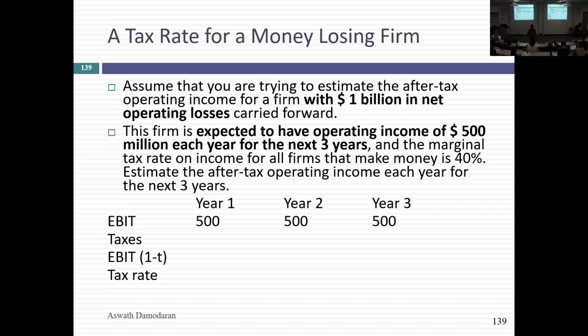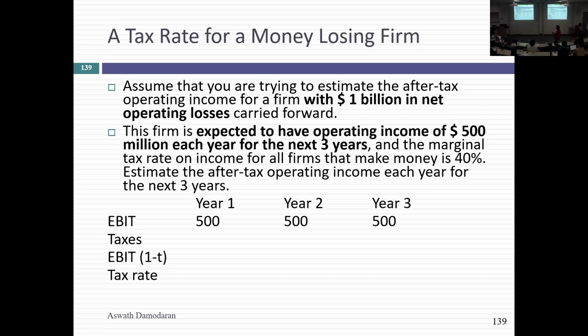When you start to make money, you're allowed to take that NOL and use it to offset what taxes you could have paid. So let's take a very simplistic example. Let's say you have a company that has $1 billion in NOLs, and you expect it to make an EBIT, earnings before interest and taxes, of $500 million every year for the next 3 years. Richard, how much should I pay in taxes in year one on this company?